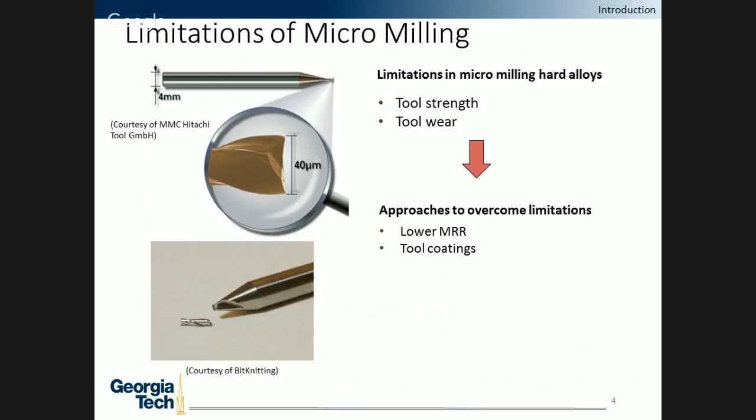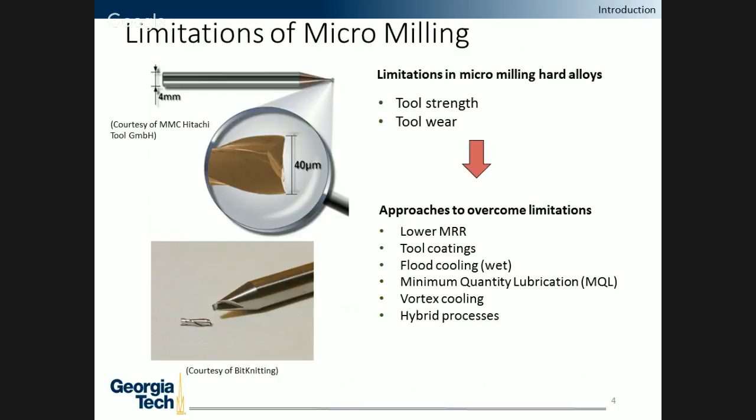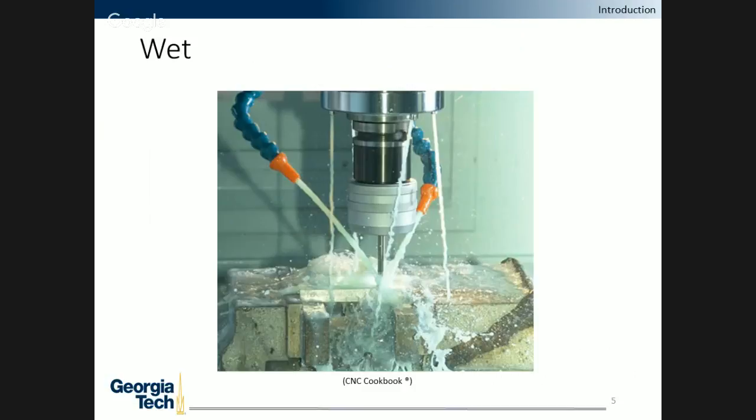Another approach is to use tool coatings. This is another conventional technique to help reduce friction, which reduces heat to the tool. For this presentation, we'll be focusing on some other conventional and non-conventional techniques. The first will be flood cooling. Flood cooling uses fluid to convectively remove heat from the tool workpiece interface. It also helps lubricate the tool. And as you can see here, there's just an excess amount of flow hitting this end.